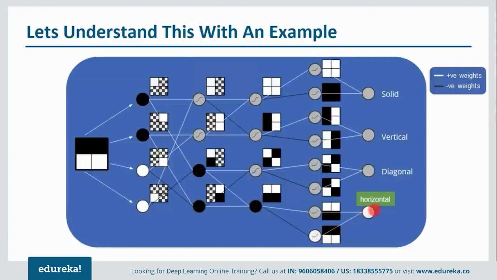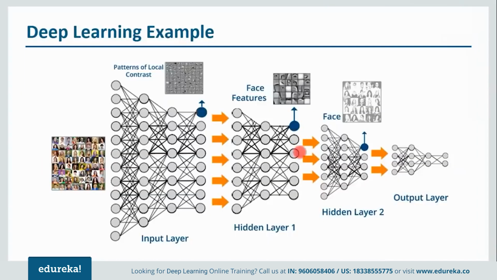After that, it'll detect. And the output you can see will be a horizontal image, not a solid, not a vertical, not a diagonal, but a horizontal. And after that, we are going to calculate the difference between the actual output and the desired output, and we are going to update the weights accordingly. Now, this is just an example, guys. So guys, this is one example of deep learning where we have images here.